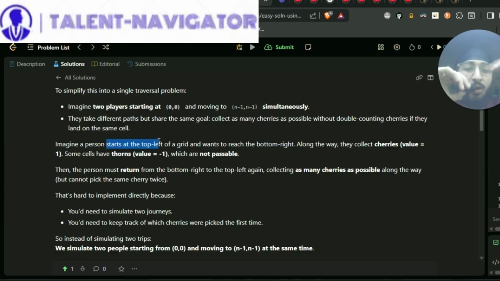right. Along the way, they want to collect cherries, that is, value is equal to 1. Some cells have thorns, that is, value is equal to -1, which are not possible to pass. Then the person must return from the bottom right to the top left again, collecting as many cherries as possible along the way, but cannot pick the same cherry twice.